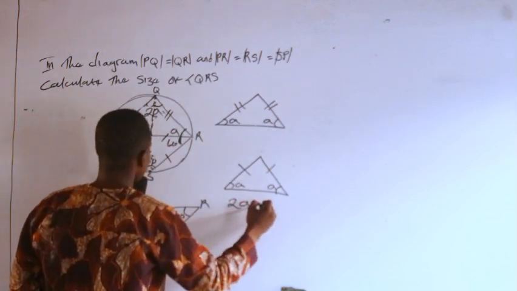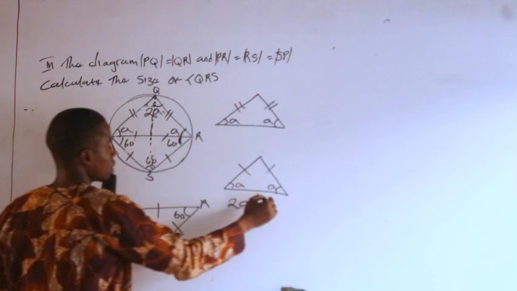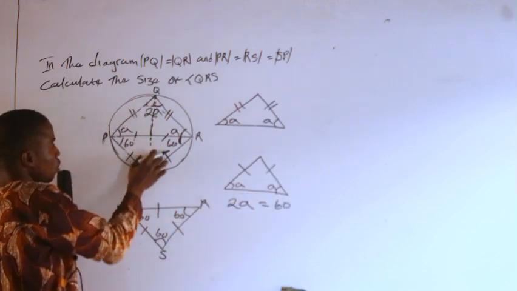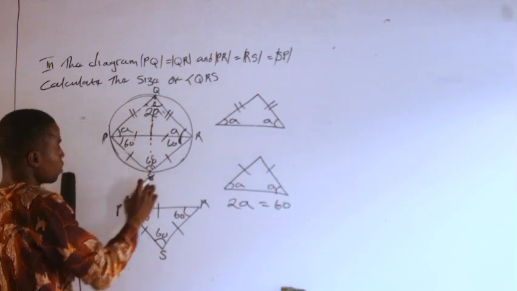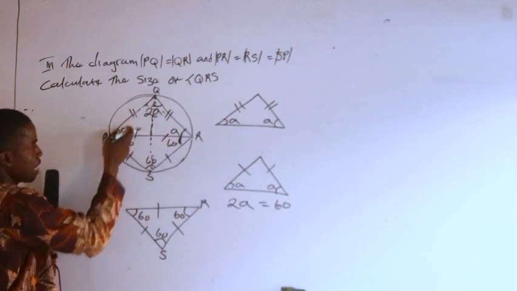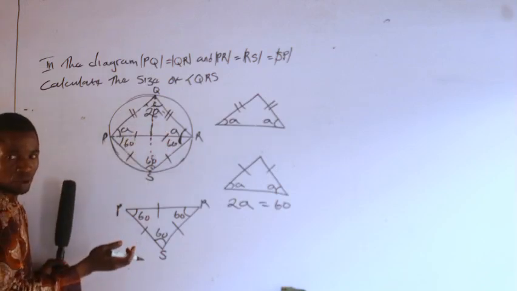2A equal to what? 60 degrees, because the angle of this place is equal to the angle of this place. Are you getting me? The angle of this place is equal to the angle of this place. Do you see now? They are the same thing. Are you hearing me now?